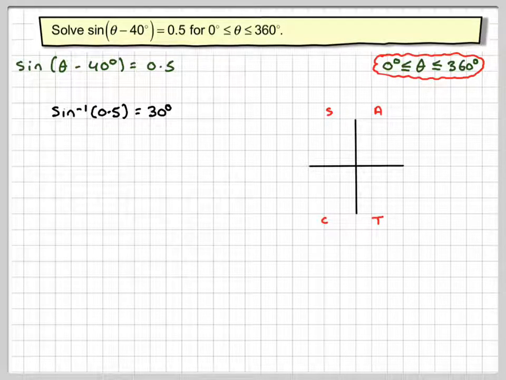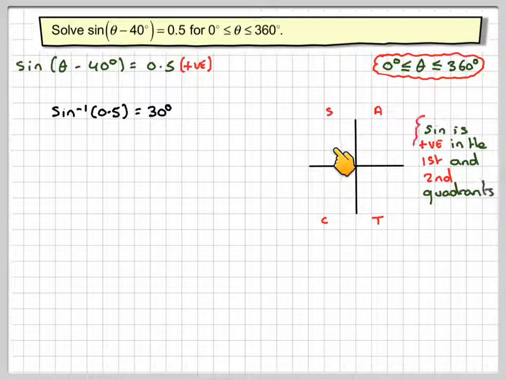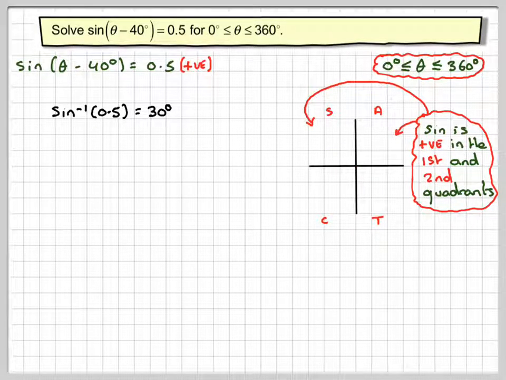Right, doing the South Asian Tennis Club, first, second, third, fourth quadrant, and we want to know where sine is positive because we've got positive 0.5. Sine is positive in the first and the second quadrants. So in the first and the second quadrants, we draw an angle of 30 degrees. It doesn't have to be accurate. We just draw a line at about 30 degrees in the first and the second quadrants. Now remember, positive angles go around anti-clockwise from this axis here.